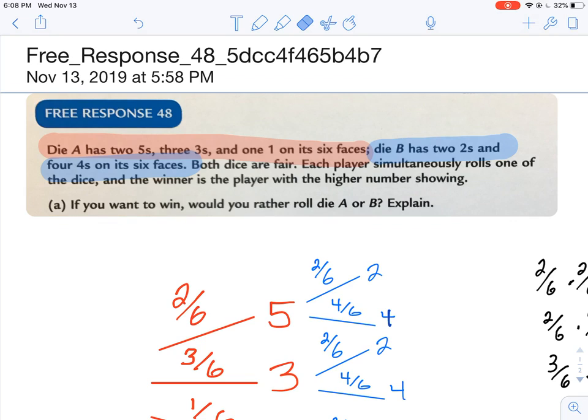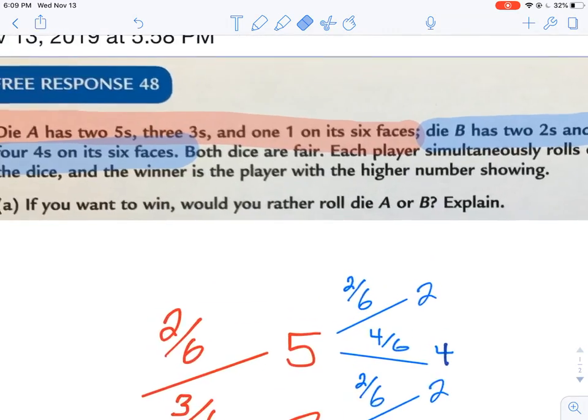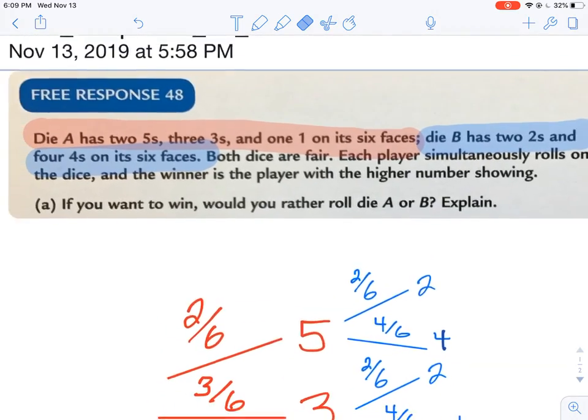Die A has two 5s, three 3s, and one 1 on its 6 faces. Die B has two 2s and four 4s on its faces, and it says both dice are fair. Each player simultaneously rolls one die, and the winner is the player with the higher number showing. The question is, which die would you rather have, A or B?